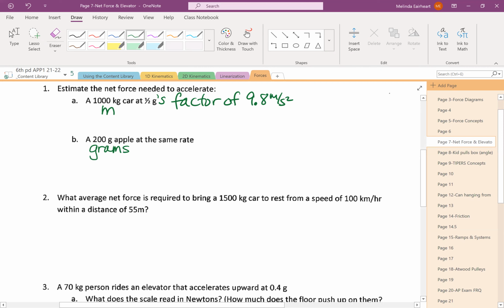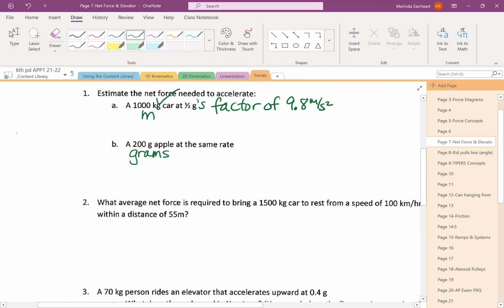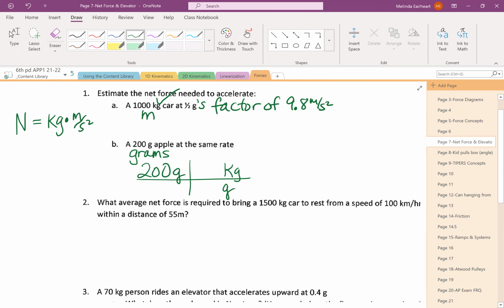Now, which one's SI, kilogram or gram? Kilogram. So kilogram is good, but we need to convert grams to kilograms so that we end up with a Newton, okay? Remember, a Newton is equivalent to a kilogram times meter per second squared. And so maybe you did a little dimensional analysis last year. You can use the conversion factor, or I'm doing the little T chart. Or maybe you just know how to convert, but you got to convert, okay?